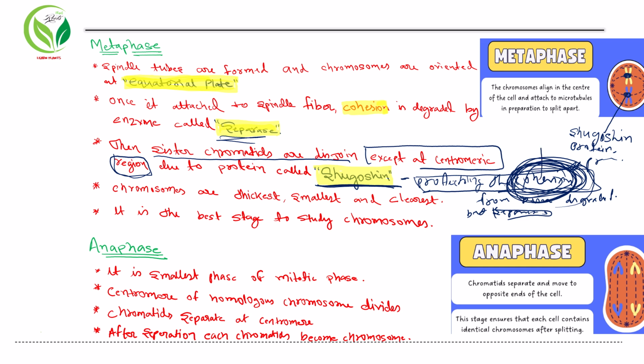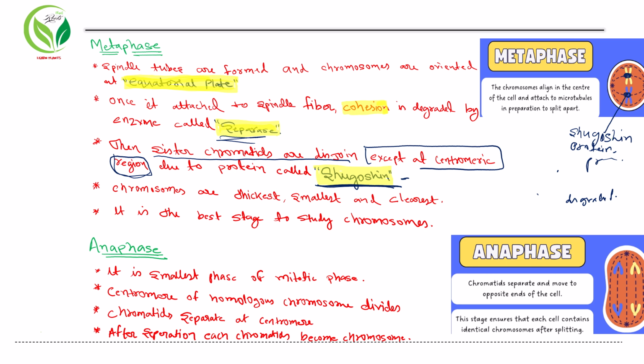This cohesion is working as an adhesive. Adhesive means we can use something for joining. So it works as an adhesive. Okay. So note this: this adhesive, this cohesion, is protected by Shugoshin protein. So it's a double protection. Double protection. So you can easily note this.